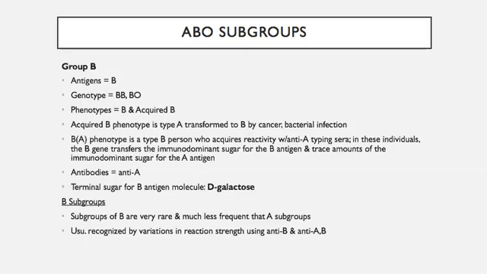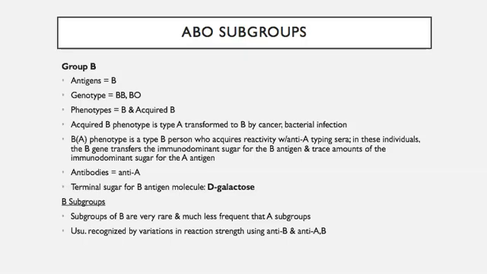So this is going to show in the forward and back type as a 4+ reaction like a type A, but they're also going to have a weak reaction with anti-B reagent in the forward type due to that B-like antigen that the patient has acquired. A lot of times it's from bacterial enzymes that modify the immunodominant sugar.